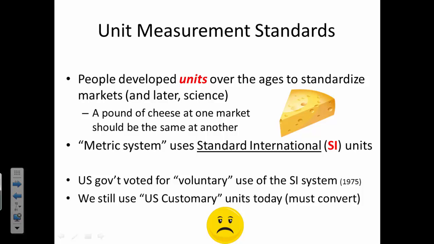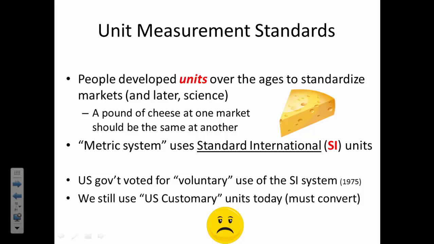So over time, people developed units and standards for measuring these units to make it easier to trade, is probably the key reason. For example, if you go to market to buy something, you want to have a common standard of measure, so it's easy to know if you're not getting ripped off by the person trying to sell you something. So a pound of cheese at one place should equal a pound of cheese at another place.